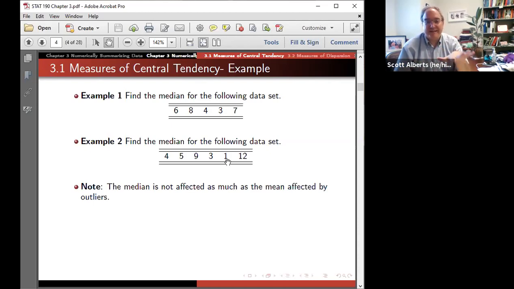The second one has an even number, so 1, 3, 4, 5, 9, 12. Well, 1, 3, 4, 5, 9, 12, 4 and 5 are our two middle points, so our median is gonna be 4.5. Notice, again, that if you have a symmetric data set, the mean and the median are gonna be pretty close to each other. But for a skewed data set, they're going to be farther apart.